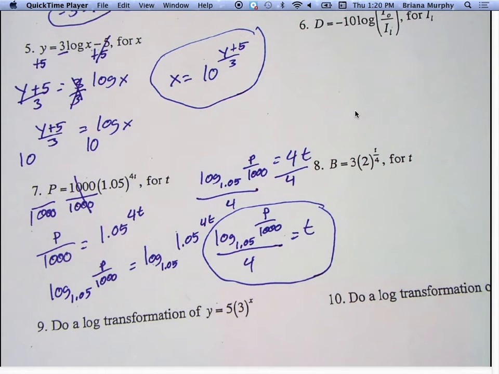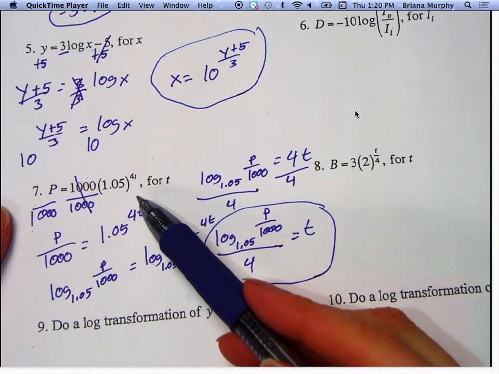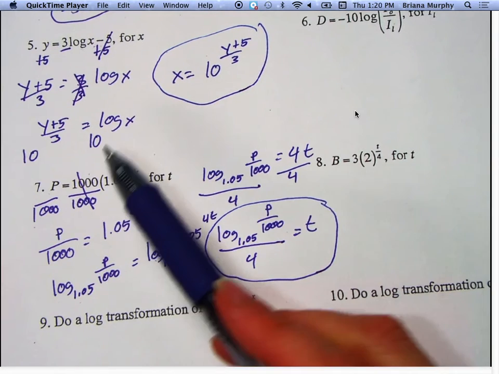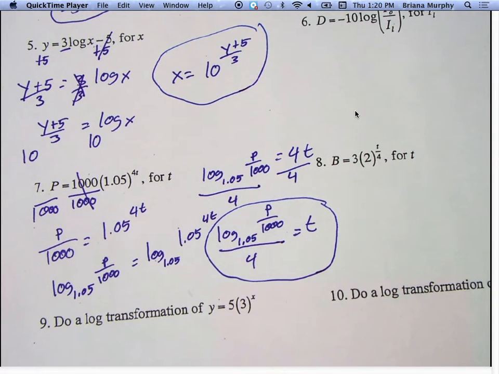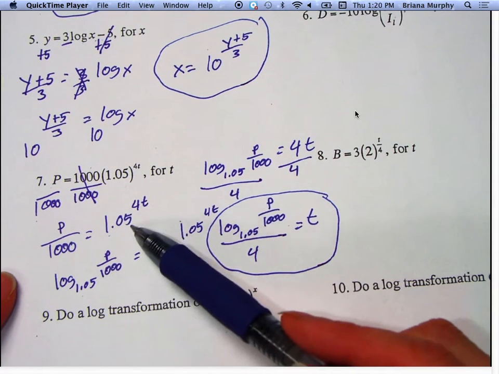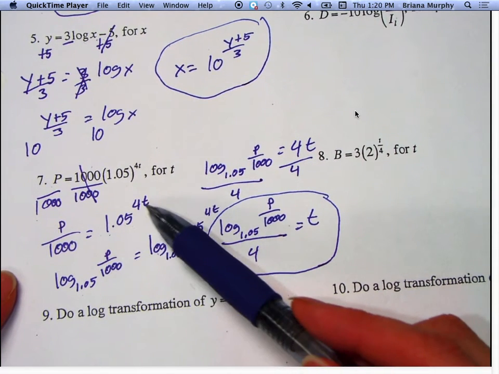It's the opposite of PEMDAS. So when I look at this, is there anything being added or subtracted? No. Is there anything being multiplied or divided? Yes. So I do the opposite of multiplication. Next, I'm stuck because I can't get rid of 1.05 because it's taken to a power, 4 to the t.